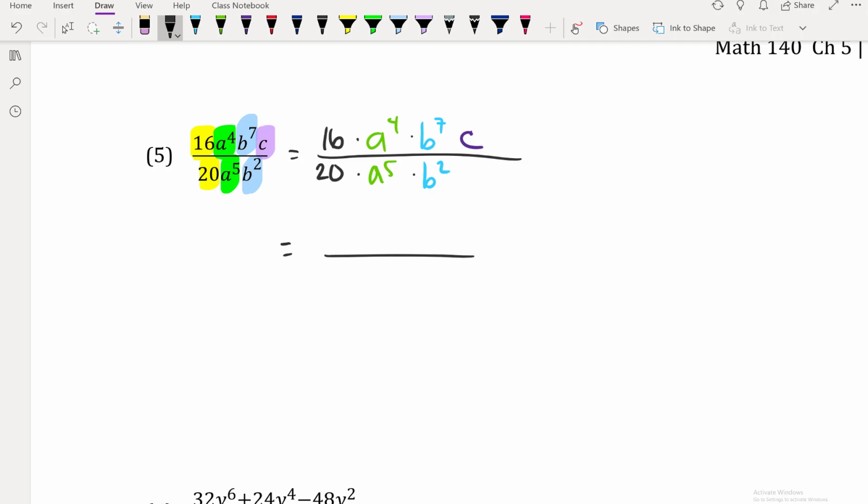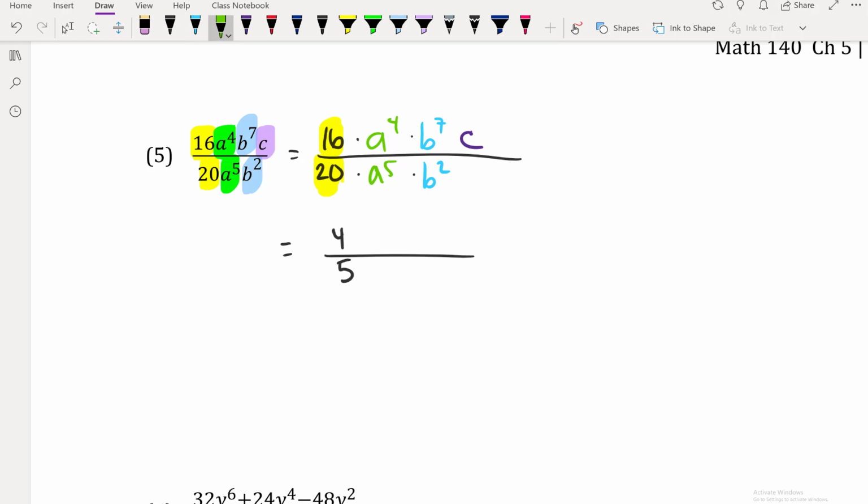So now dealing with these separately, if I'm dealing with 16 and 20, when I divide that, I am simplifying my 16 and my 20. Remember, 4 can divide 16 and 20. So 16 divided by 4 is 4. 20 divided by 4 is 5. And actually, I'm going to use different colors here. So that was a 4 and a 5.